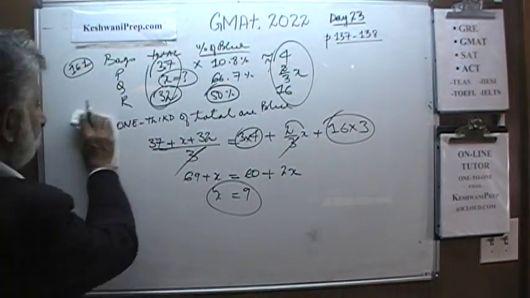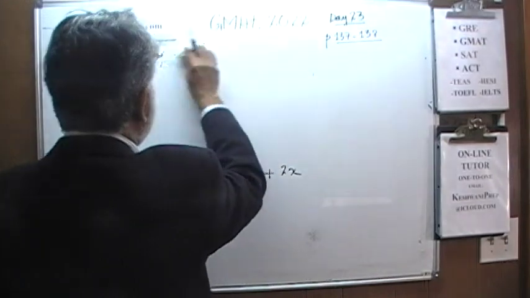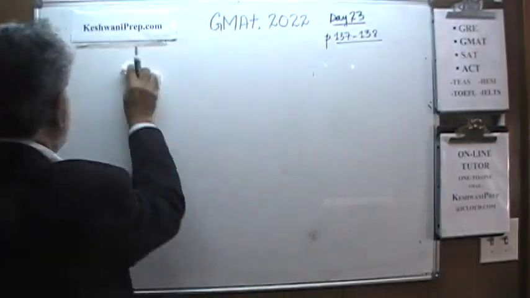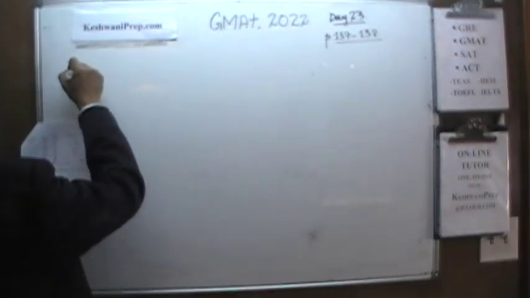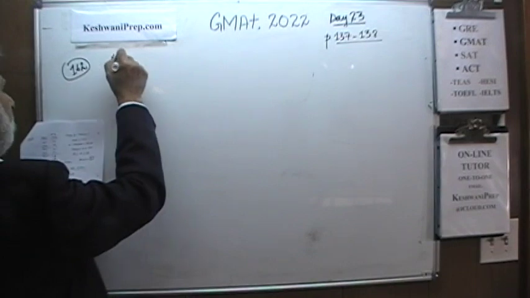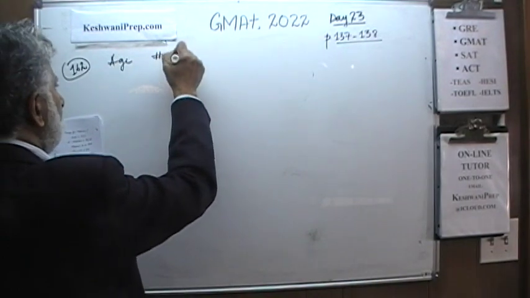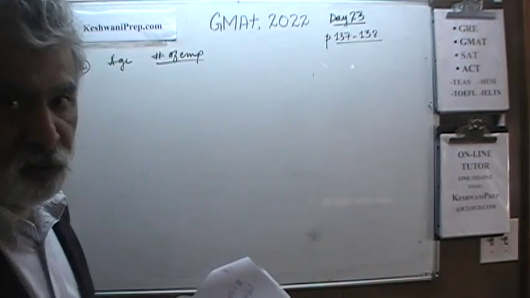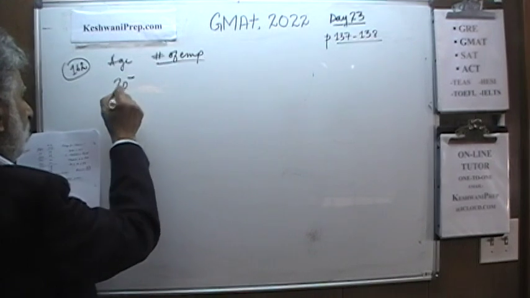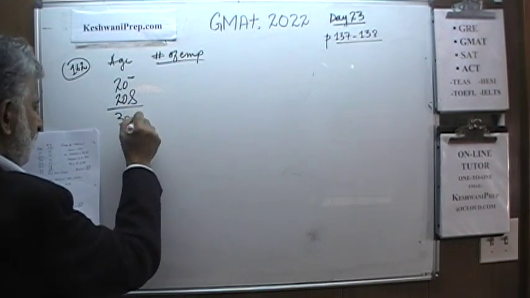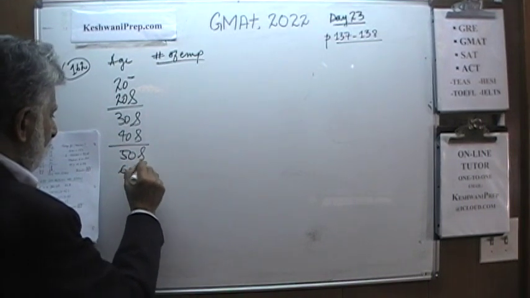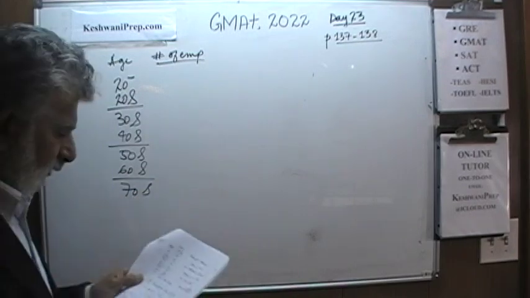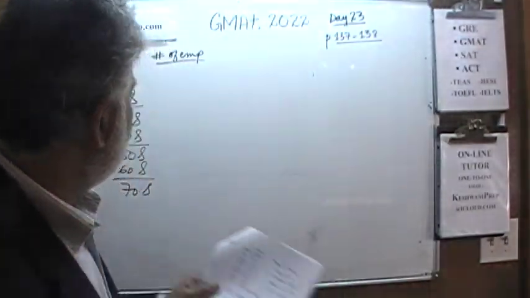Number 162. In 162, we are told that these are the ages and these are the number of employees who fall in each of the categories of ages. People who are younger than 20, people who are in their 20s, people who are in their 30s, people who are in their 40s, the employees who are in their 50s, and finally, the employees who are in their 60s. And these are the numbers.